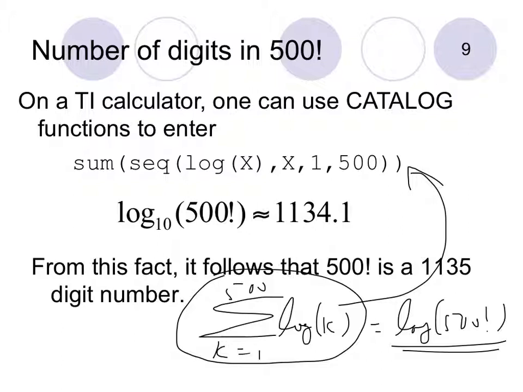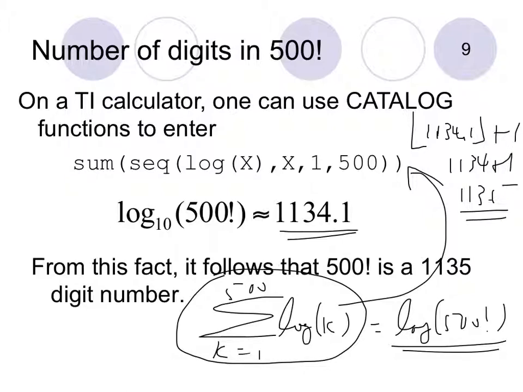And once you have that number as 1,134, we can apply the formula we had before, which was to take the floor of 1,134.1 and add 1. So that's 1134 plus 1, or 1135, is the number of digits in 500 factorial.